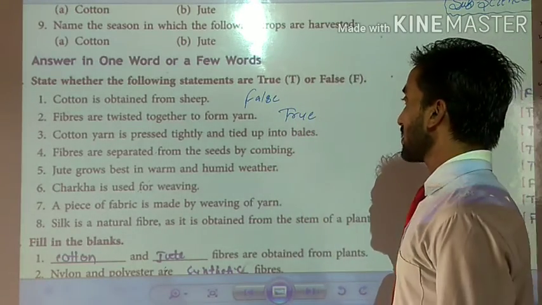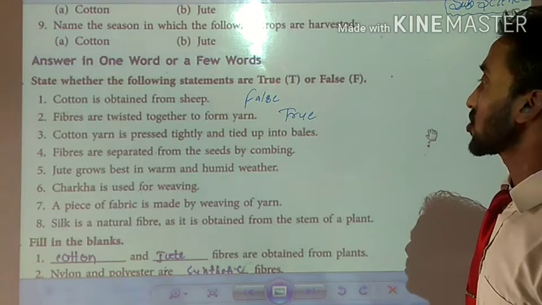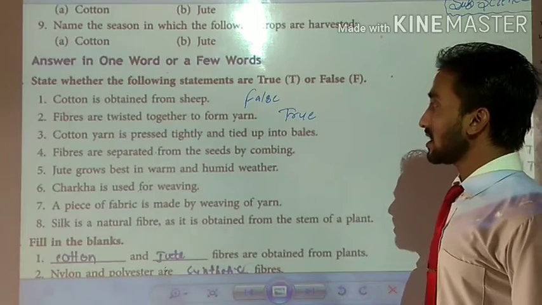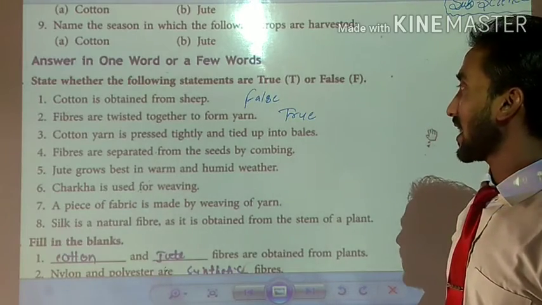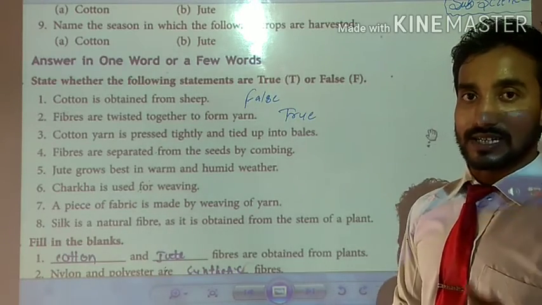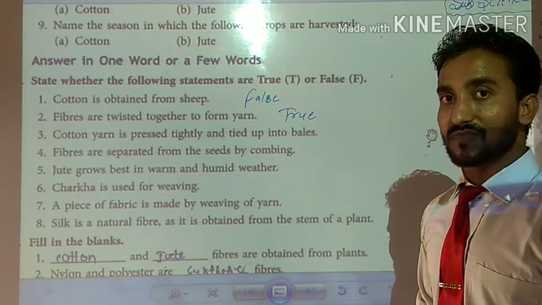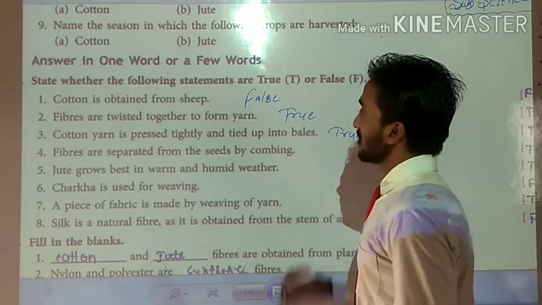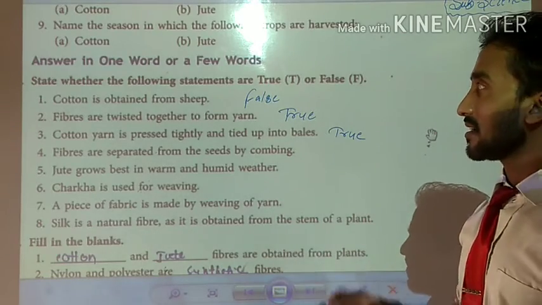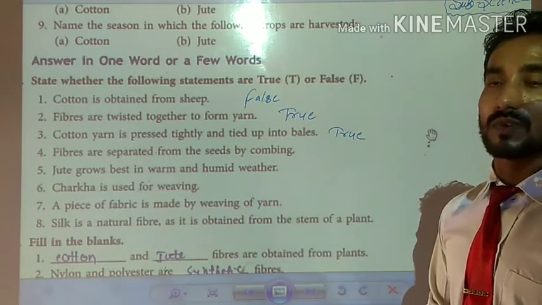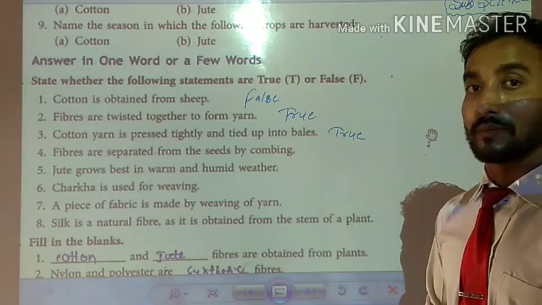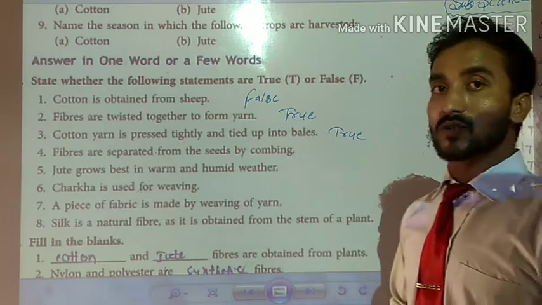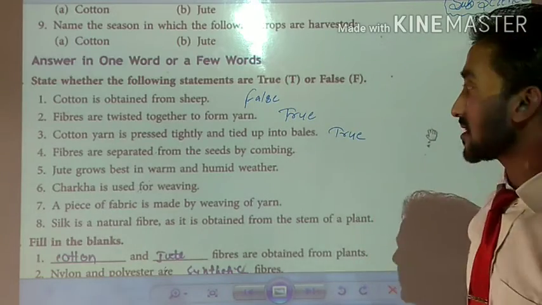See question number 3. Cotton yarn is pressed tightly and tied up into bales. Is the sentence right? Yes, it is right. If it is not pressed tightly, the fibers, that yarn, will not mend. So it is pressed tightly and tied into bales so that these fibers may be straight.